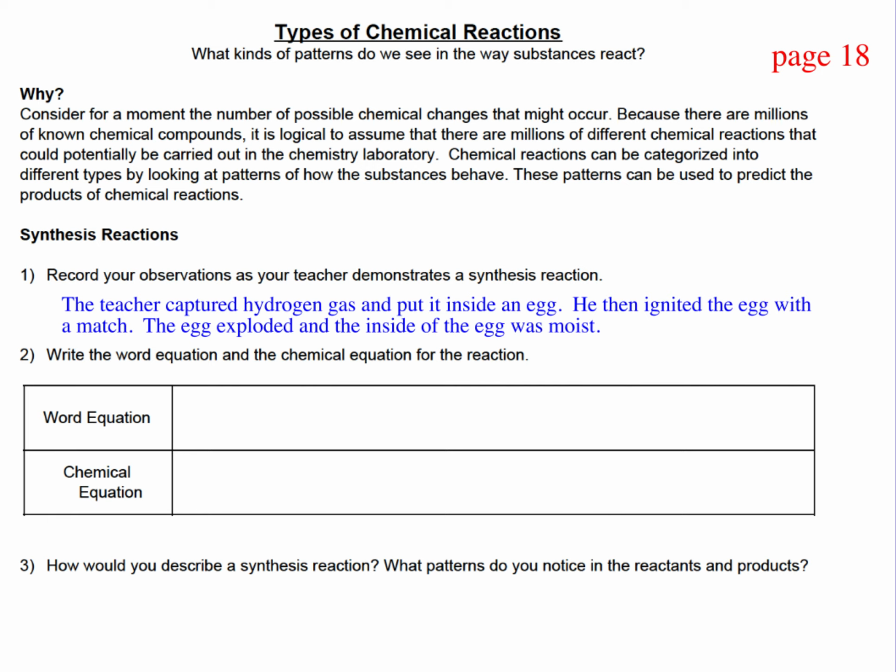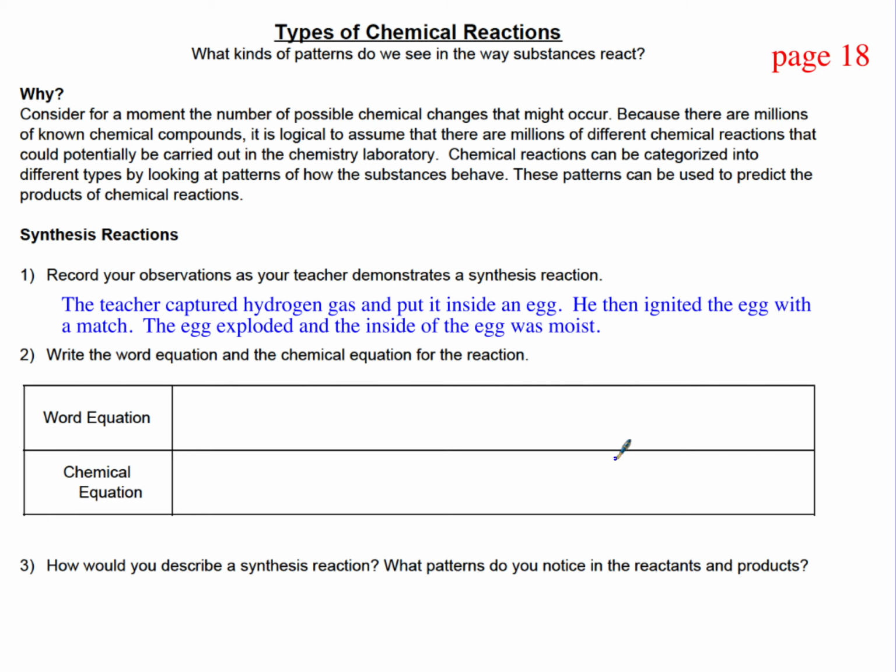All right, so here's where I was talking about types of reaction. So for this one, the first one, the synthesis reaction, the teacher captured hydrogen gas. Remember, we put it inside the egg and then we ignited the egg with the match and the egg exploded. Except for in one class, I know that one of the kids knocked the egg over and it didn't work very well. You know who you are.